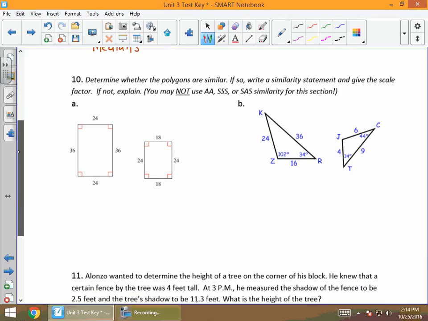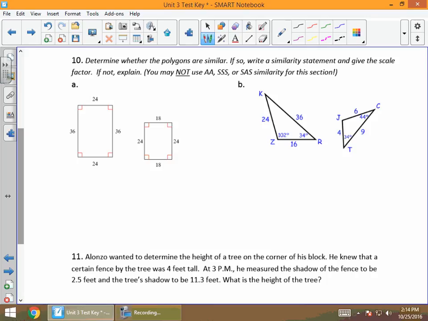All right, number 10, A and B. These are each worth 2 points apiece, so this is worth a total of 4. They are 2 points apiece. And it says determine whether the polygons are similar. If they are, we have to write a similarity statement and give a scale factor. Two things. If not, explain it. You just have to give a reason. So you have to explain.